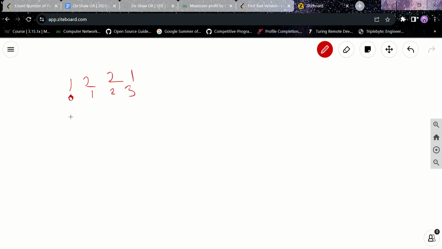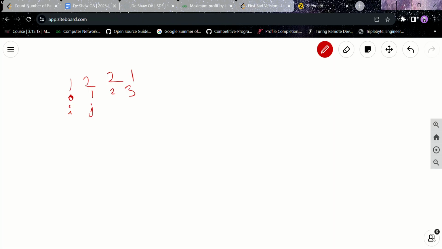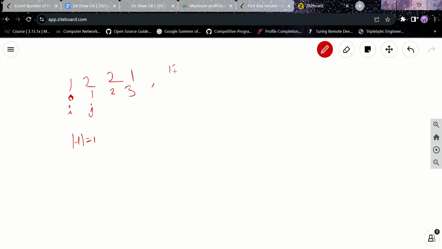Okay, now at index 0 we have our variable i. At index 1 we have our pointer j. Now j at 1 is greater than 0, so this satisfies the condition. Now nums of i minus nums of j, that means 1 minus 2 will give minus 1 and its mod will give 1. That is equal to k. Yeah, the value of k is 1.